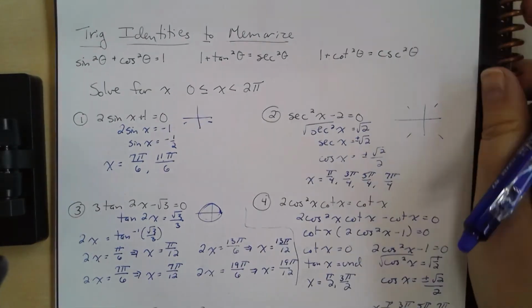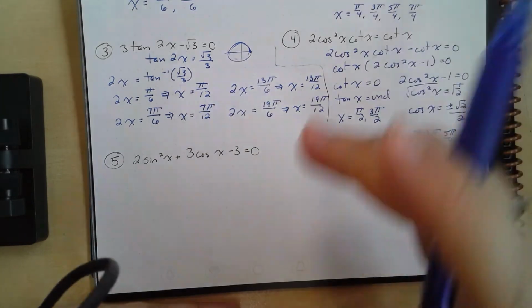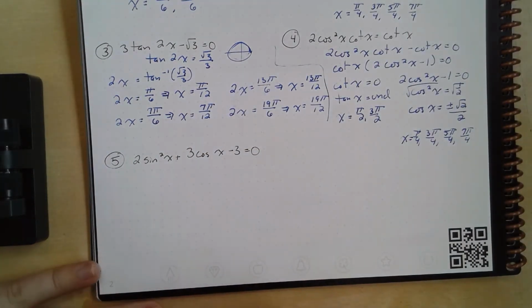All right, let's do one final problem. Practice this. 2 sine squared of x minus 3 cosine of x minus 3, or plus 3 cosine of x minus 3 is equal to 0.